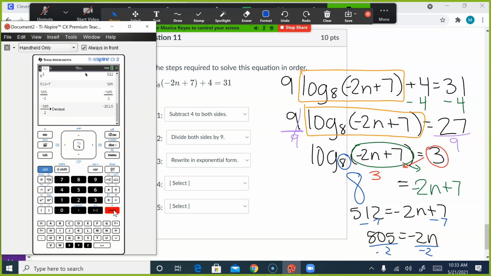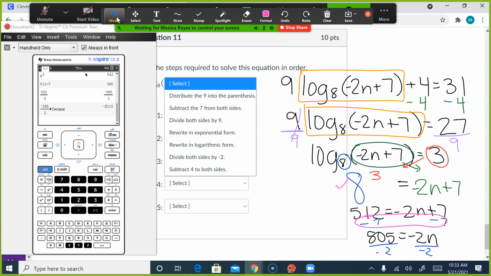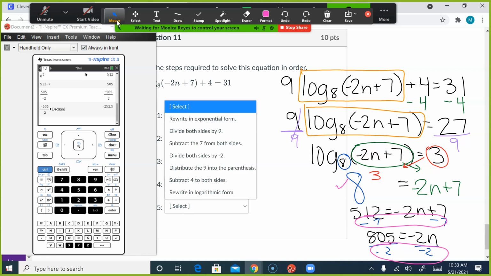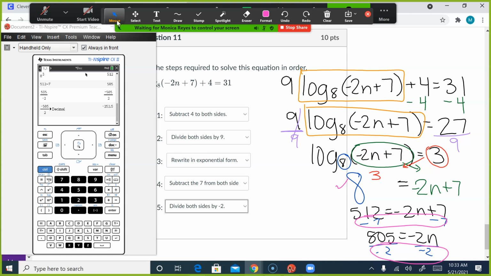But we're not actually solving this one, we're just saying the steps that we did. So after we wrote it in exponential form, that's this step, then we subtracted 7 from both sides. Subtract 7 from both sides. And then at the end, divided by the negative 2. Divide by the negative 2. But if you wanted the answer, you have the answer there to choose.